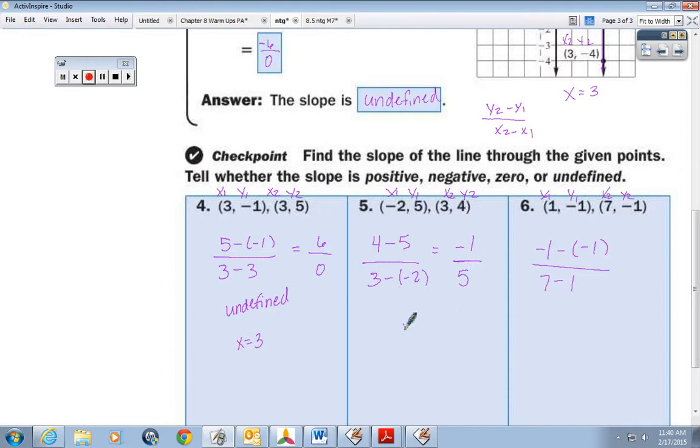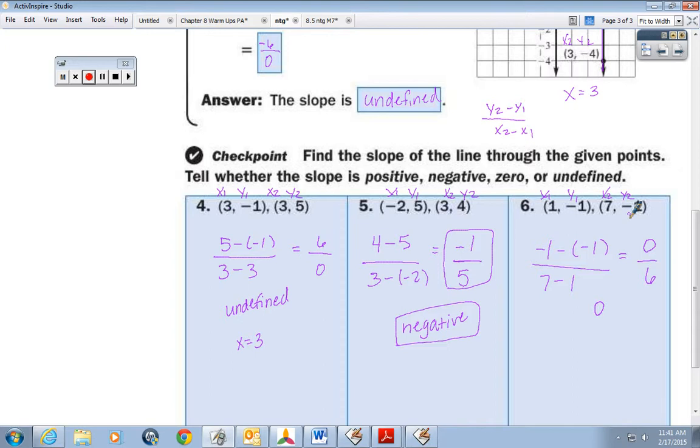Now, this one, be careful here. What's negative 1 minus negative 1? 0. What's 7 minus 1? 6. What's 0 divided by anything? 0. Okay, now could we tell right away? Yeah, y equals negative 1 on this. Now, it doesn't ask you to do that, but just know that the slope is 0.